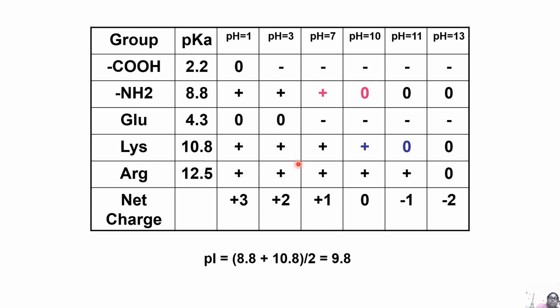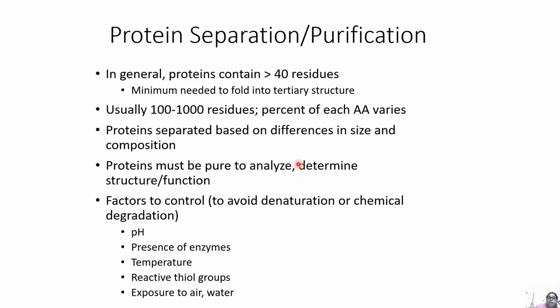We think about the net charge at different pHs if we know the pKa, and then we move from there. Now, how do we do protein separation or purification? In general, proteins will contain various residues, and then they fold into tertiary structure. Proteins can be separated on the basis of differences in their size and composition.